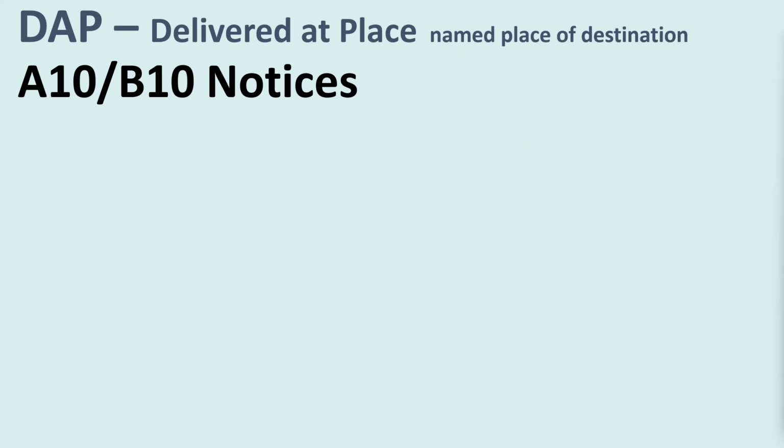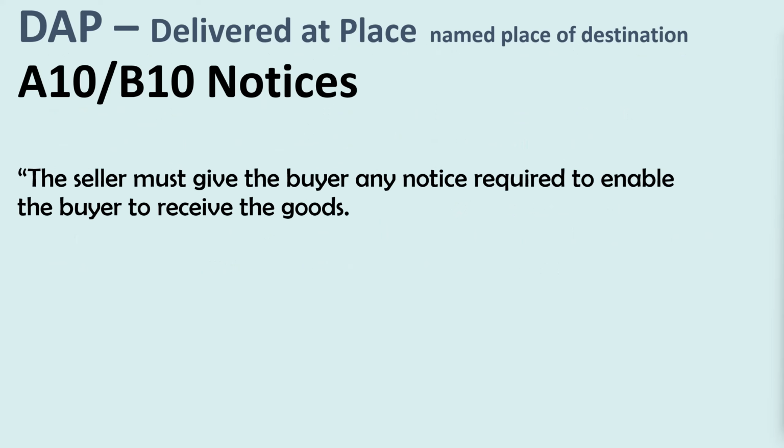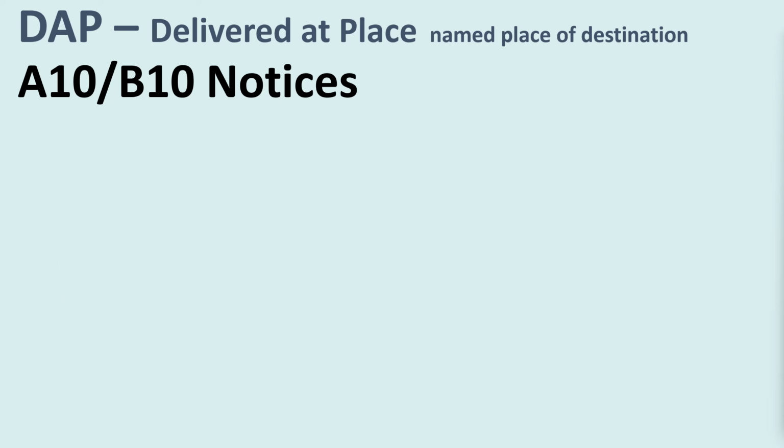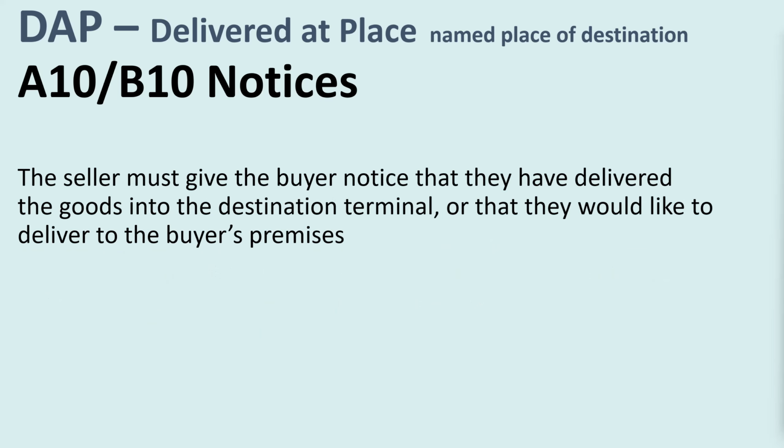A10 and B10 notices. The seller must give the buyer any notice required to enable the buyer to receive the goods. The buyer must, whenever it is agreed that the buyer is entitled to determine the time within an agreed period and/or the point of taking delivery within the named place of destination, give the seller sufficient notice. The seller simply must give the buyer notice that they have delivered or will deliver the goods into the destination terminal, or that they would like to deliver to the buyer's premises. It's a bit of, when can I deliver them, please?